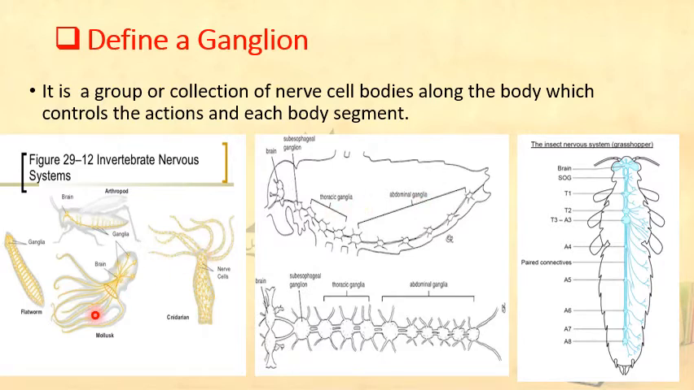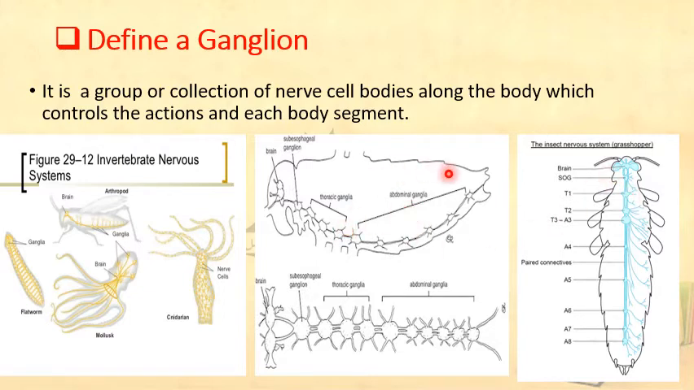And the same for the mollusk. Its brain is represented by ganglia. Look at the nerve cells also, and for the flatworm also, all its body is made up of ganglia. So if you notice from these figures, the nervous system of the invertebrates is mainly made up of ganglia, or ganglion. Ganglion is the singular form; ganglia is the plural form. So what is a ganglion? It's a group or collection of nerve cell bodies along the body. Look here, all along the body, it is made up of ganglia which control the actions in each body segment.